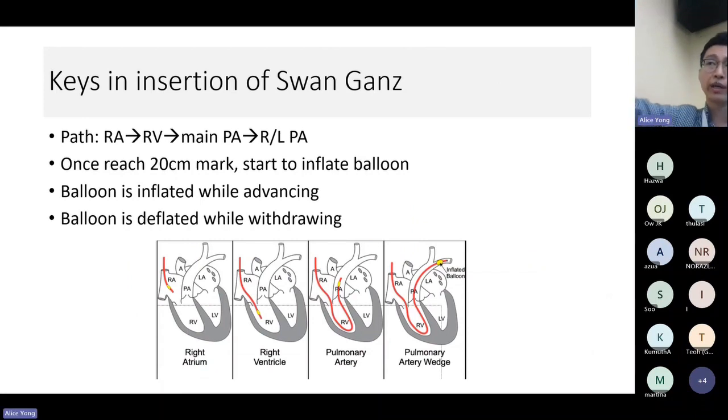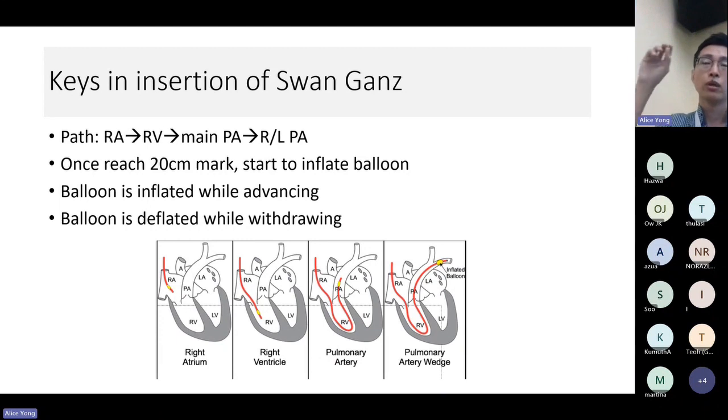So as I said, the Swan-Ganz will pass through all these chambers, RA, RV, to the main pulmonary artery, then to the right and left pulmonary artery. There are markings on the tubing just now. You can see there are black dots. Generally, if we pass in about 20 centimeters from the IJ, we roughly know that we are in the RA already. At that time we can start to inflate the balloon and let the Swan float.